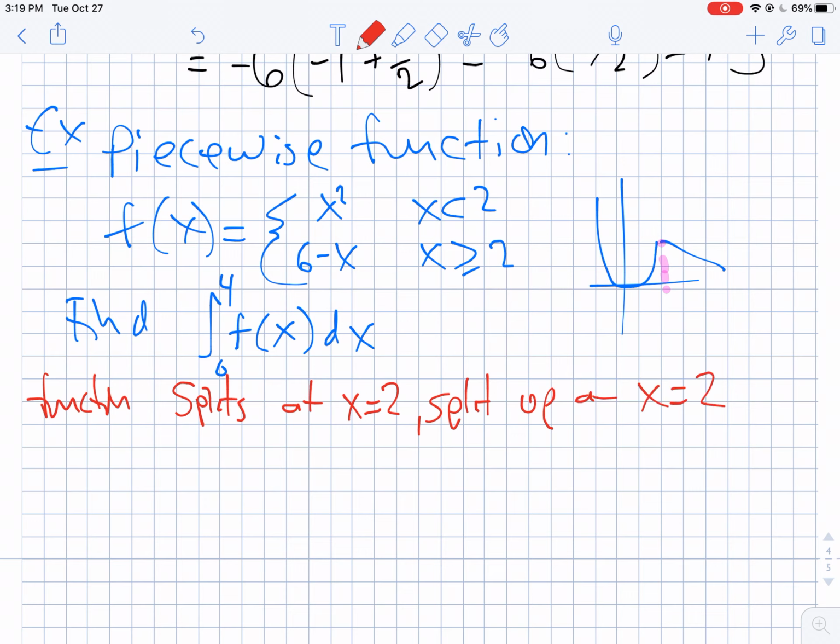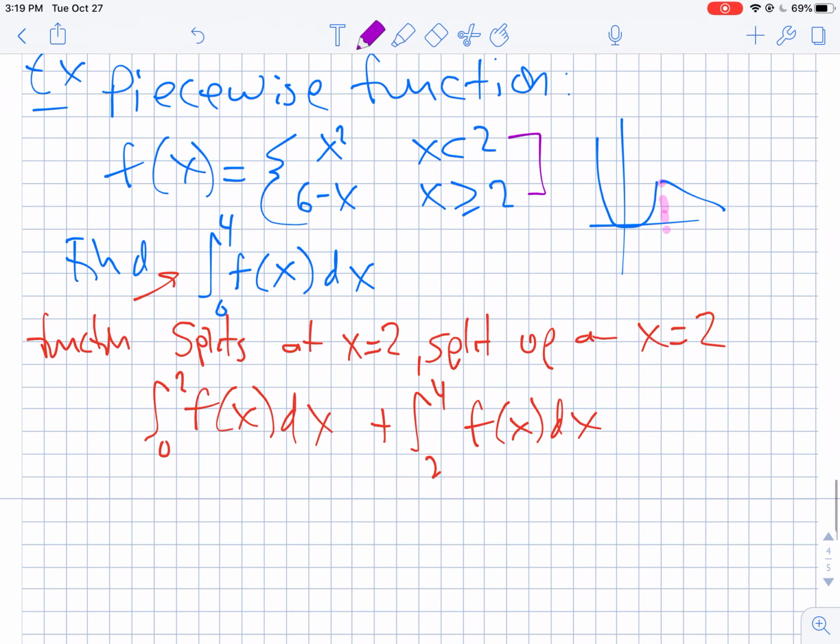So 2 is in the middle of 0 and 4. I'm going to split this up into the integral from 0 to 2 of f of x plus the integral from 2 to 4 of f of x. Now that I've split it up at 2, because that's where I have the transition, I just need to plug in the appropriate function for each part.